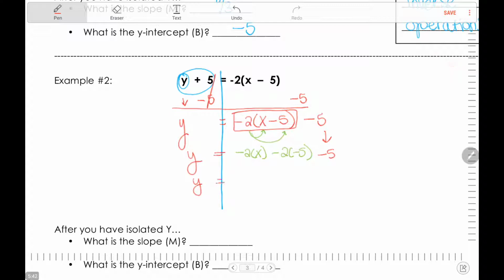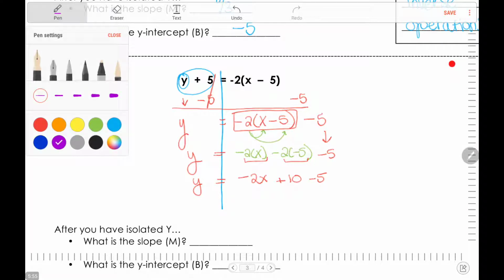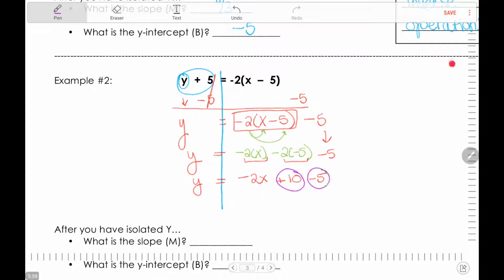Okay? So now we're just going to go ahead and simplify. Multiply this, I get -2x. Multiply this, I get +10. And again, I'm bringing down that outside -5. We are almost in slope-intercept form, but I need to do one thing with these two. What is that called? Combine like terms. 10 take away 5 is 5. Everything else gets brought down.